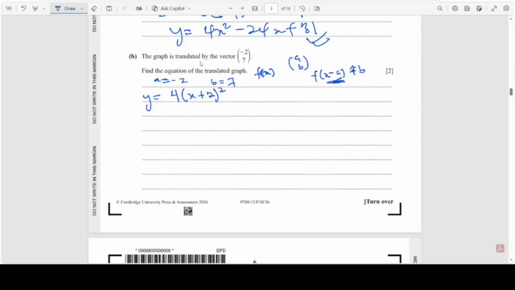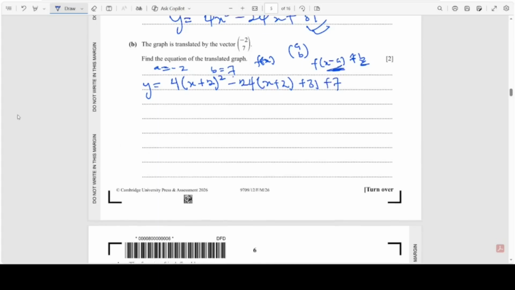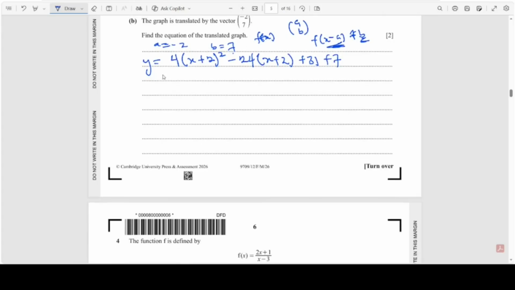So we are squaring it because the original curve has 4x squared. And we are saying wherever we see x, we replace it by x plus 2. And then there was already a square here. Then minus 24x, x again, so it becomes x plus 2. Then finally plus 31. But then we also need to add our b, and our b in this case is 7.